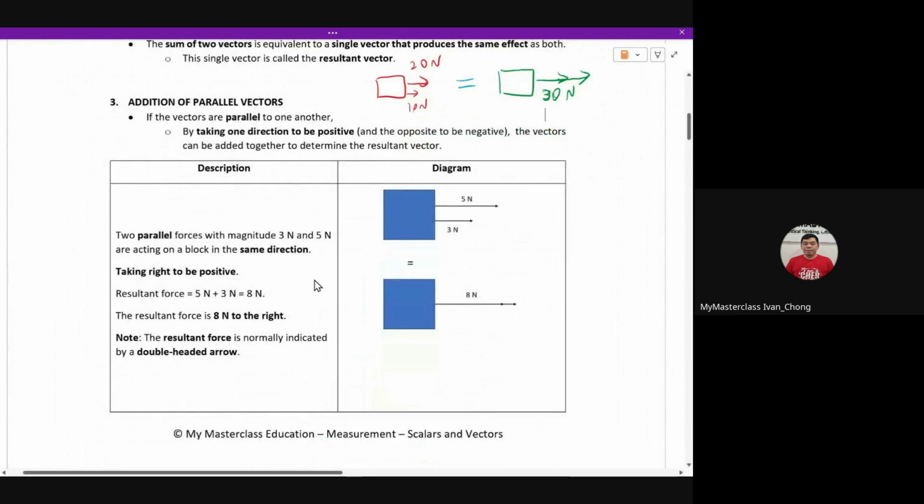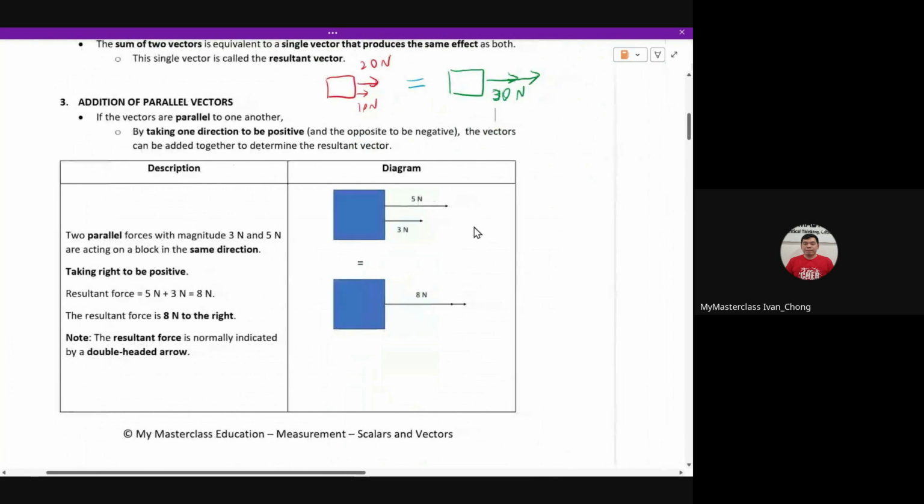As I was saying, if you're doing your dynamics, or you have not covered your dynamics, what we want to do is choose one direction to be positive. If they are both in the same direction, both of them will be positive. You can just add them both up. These are forces, right? So you just take 5 plus 3 and you end up with 8 newtons. And this is 8 newtons to the right.